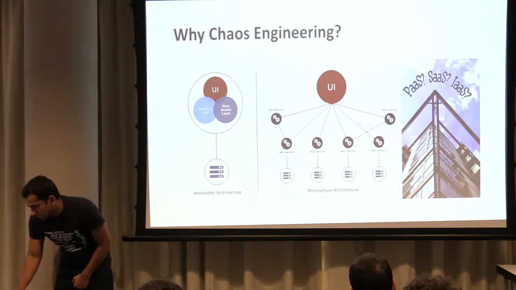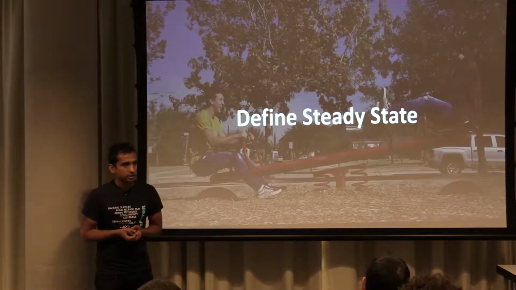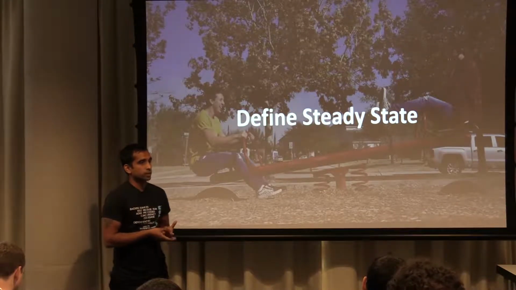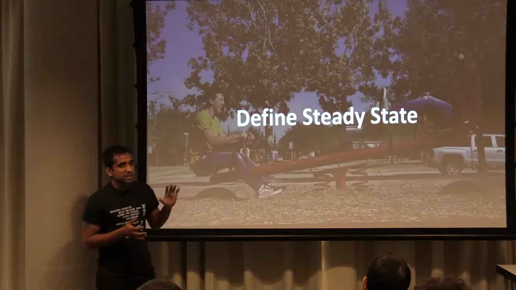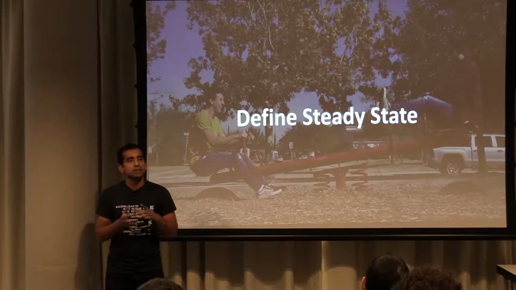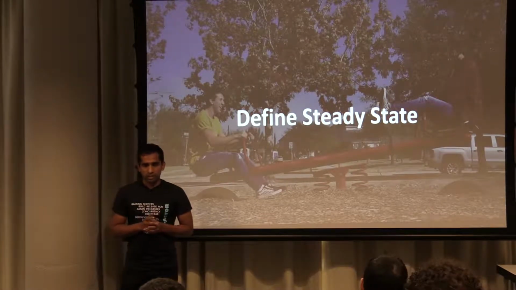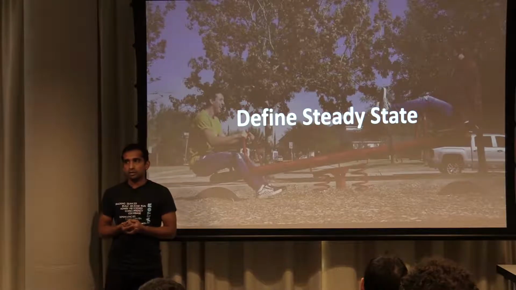So how do you even get started with chaos testing? What are the basic principles of it? The first thing is defining a steady state. When I say steady state, what is it? It is the normal working state of your application. We can measure it at a few different levels.